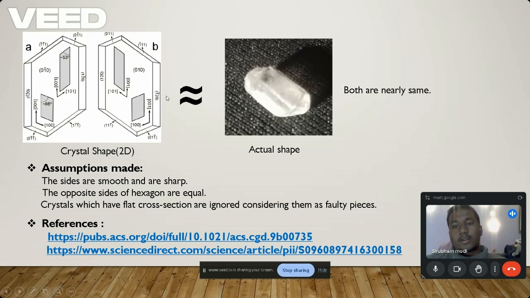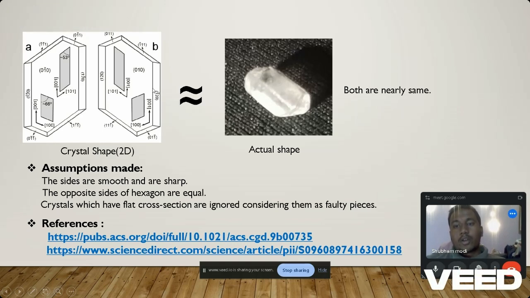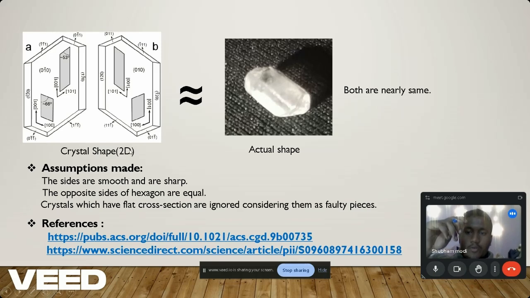There is a single axis here about which there is a twofold rotation, and a plane perpendicular to that which divides the crystal into two halves. If I explain through a diagram, this is an axis perpendicular to the screen, and there is a plane which is parallel to the screen. About this axis, if I rotate the crystal shape in 2D by 180 degrees, I will get the crystal back, resembling the same as before.